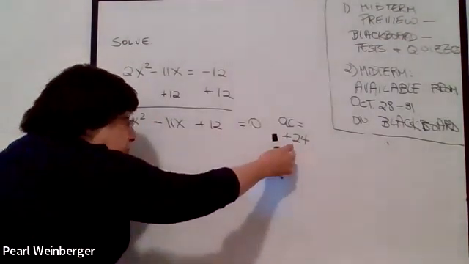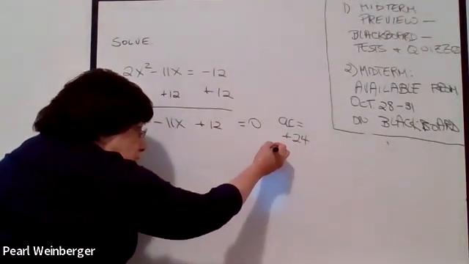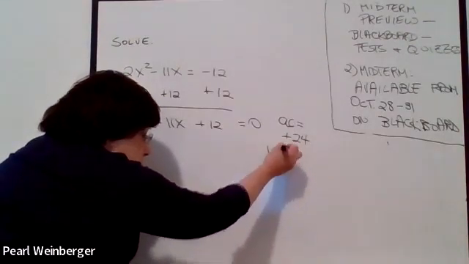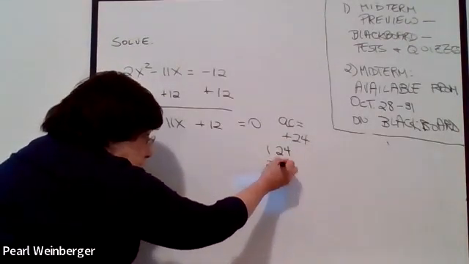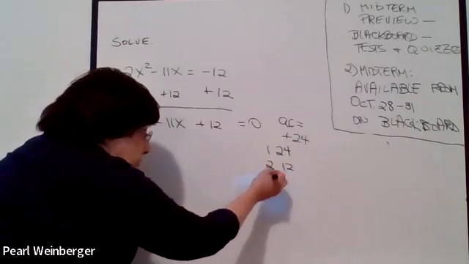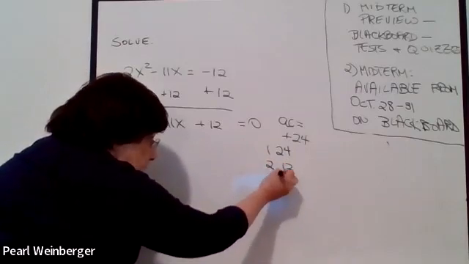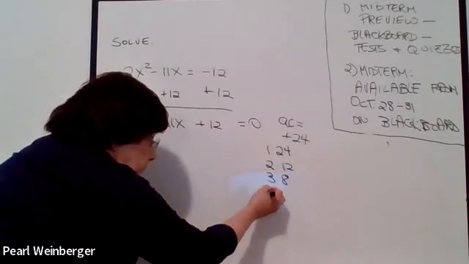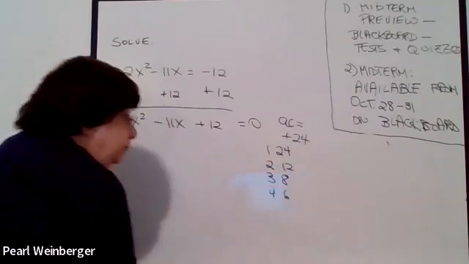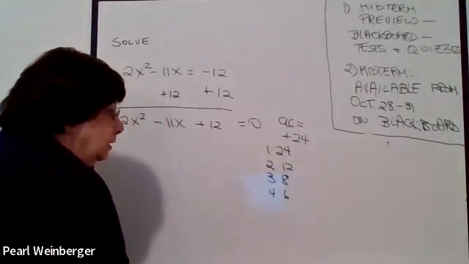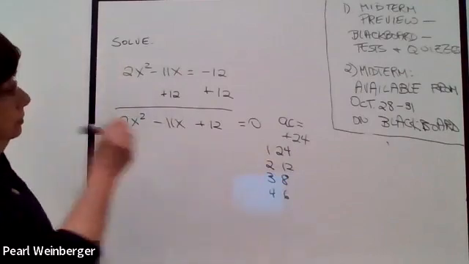Well, what numbers multiply to 24? 1 times 24, 2 times 12, 3 times 8, 4 times 6. I think that's it.